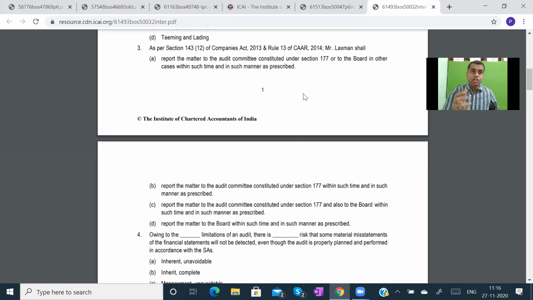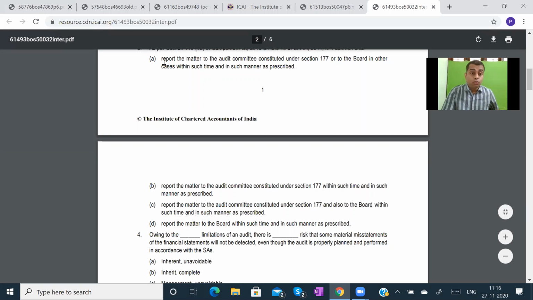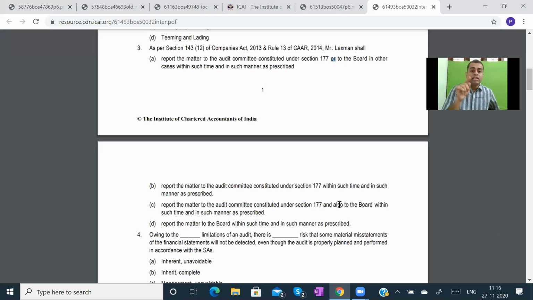Simple question, but a tricky question. Many students will be confused. Pavan sir, what is the difference between the A bit and C bit? A bit and C bit difference is, here the word used is or, here the word used is and. So in option A, they are saying that the auditor shall report the matter to audit committee, or if audit committee is not necessary for the company, then you should report to board. That is A. C says you should inform audit committee and you should inform board also.